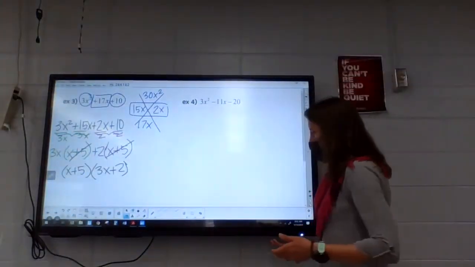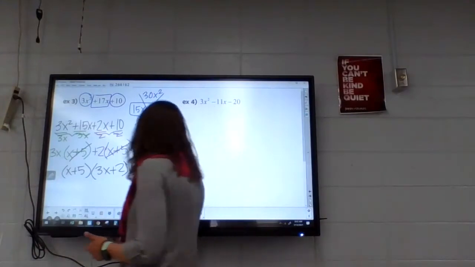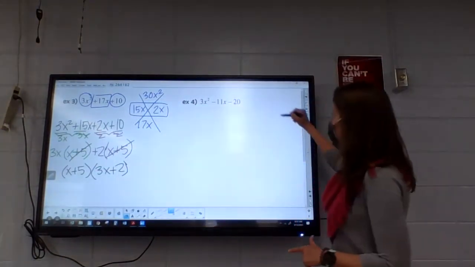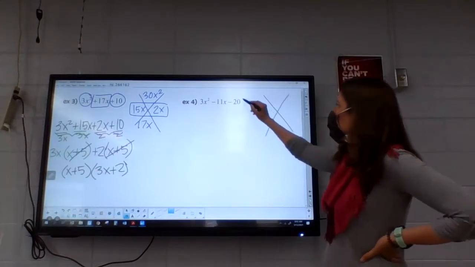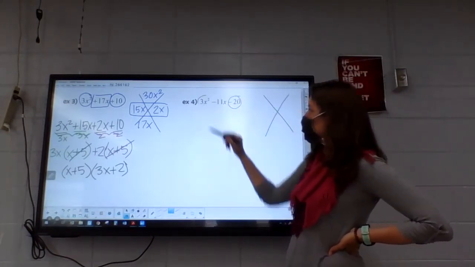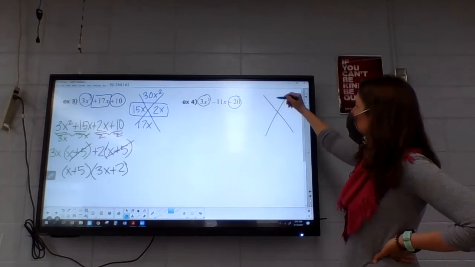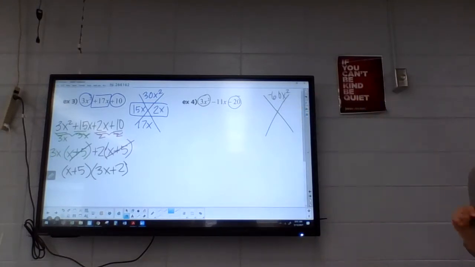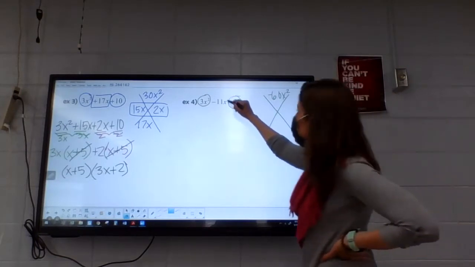So they get a little more complicated. So let's do another one that's just a regular one. So in this case, I take these two. Again, we take the first and last term and multiply them together. And then that middle term is going to go on the bottom.